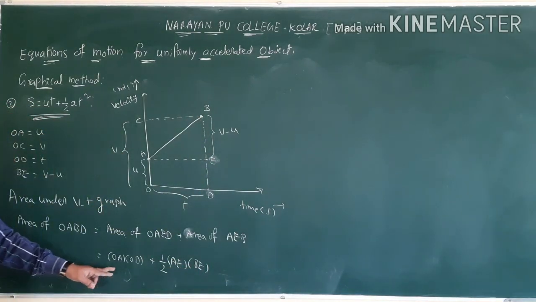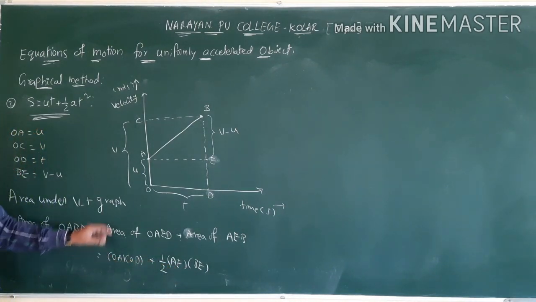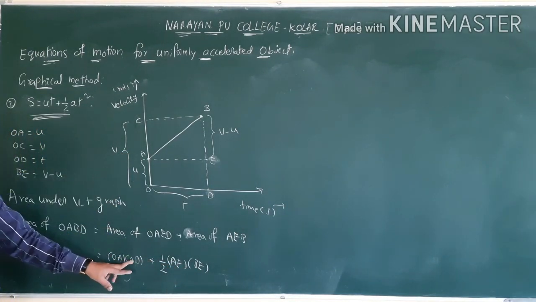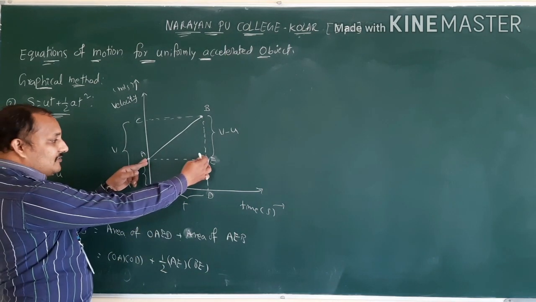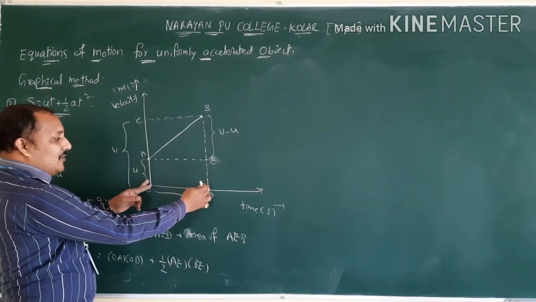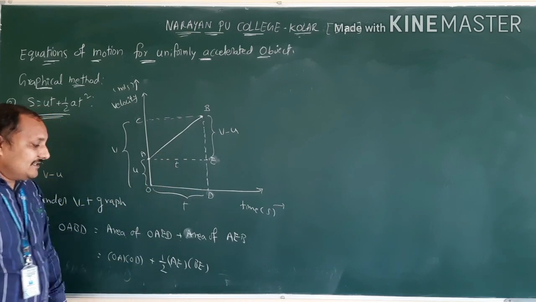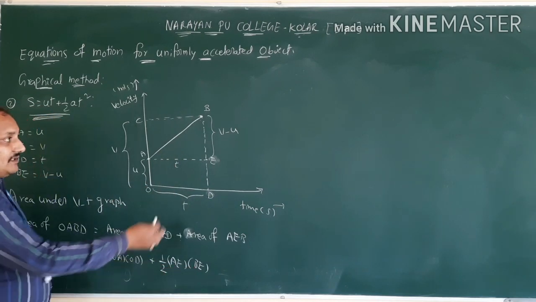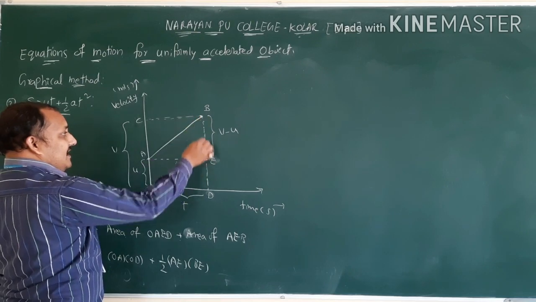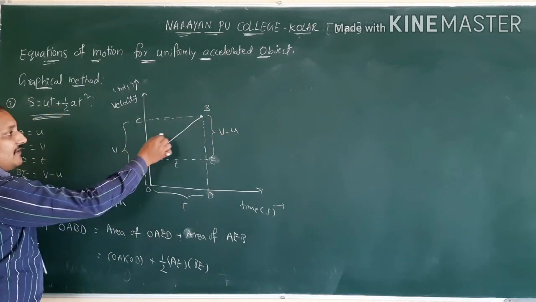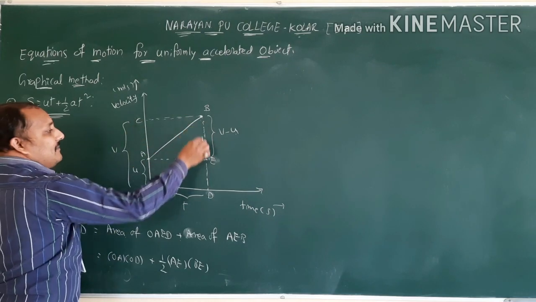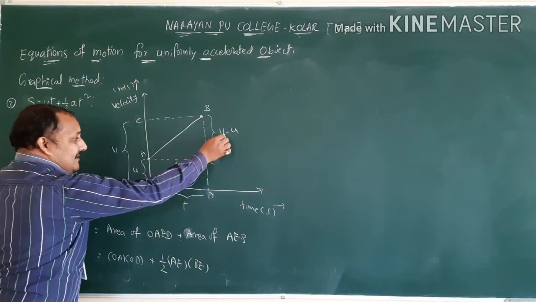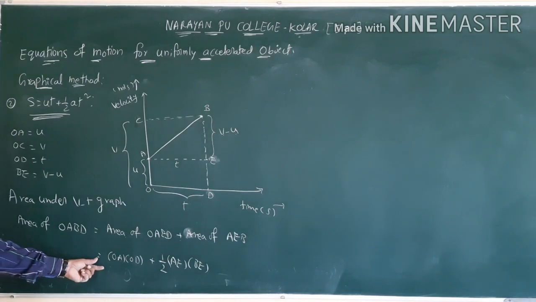Okay. Now all these you came to know, you can see. What is OA? OA is nothing but U. What is OD? OD is nothing but T. AE is also OD. AE and OD will be the same. Therefore, this is also T. What is BE? By using the previous equation we found BE. Instead of BE we found CA. Both CA and BE will be the same. That is nothing but V minus U. So we will substitute one by one.